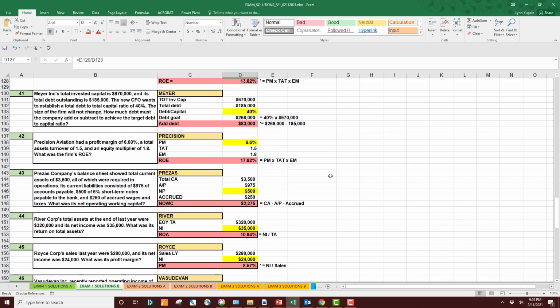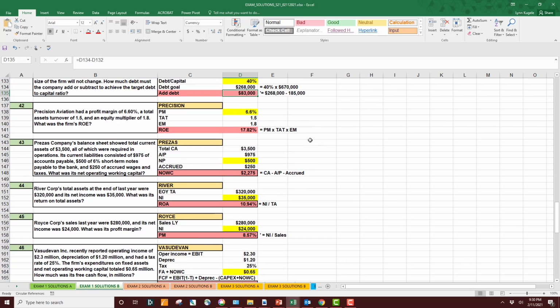Myers' total invested capital is $670,000, and its total debt outstanding is $185,000. New CFO wants to establish debt to total capital of 40%. What do they have to add or subtract to do that? Well, 40% of 670 is 268. They're at 185, so they need to add the difference.